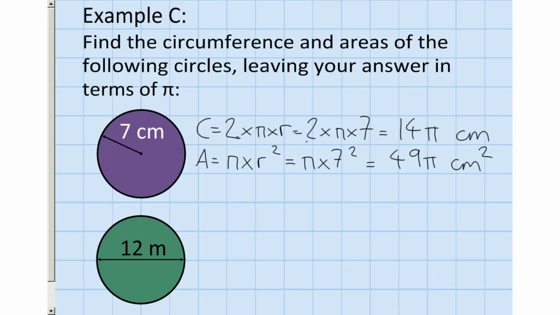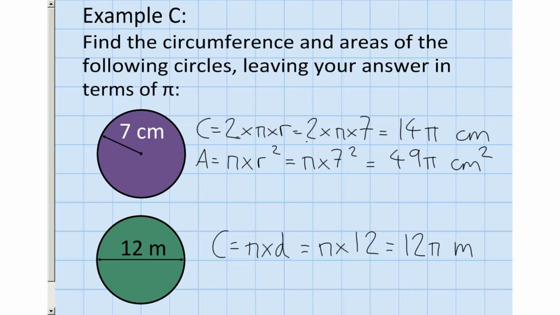Now, next circle, we've got the diameter this time. So the circumference is going to be equal to just pi times diameter. So for this one, it's pi times 12. So we're just going to say that the circumference is 12 pi meters this time.